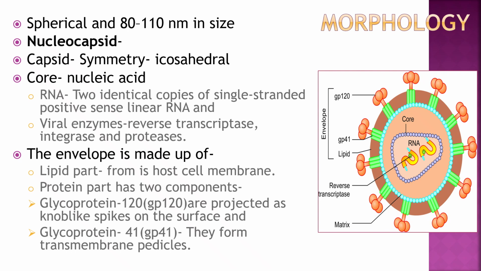The protein part has two components. Glycoprotein 120, GP120, is projected as knob-like spikes on the surface, and glycoprotein 41, GP41, forms the transmembrane pedicles.